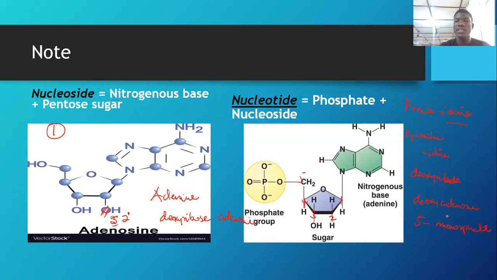You have to take time to understand the classification or the nomenclature. And then you look at where this is bonding to carbon 5. Can you see that? Carbon 5. And then because we want to show that the sugar here has lost oxygen at carbon 2, we would probably write 2-deoxyadenosine 5 monophosphate. So that is the simple description or nomenclature that we can give.